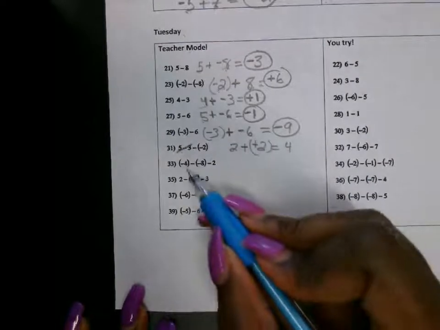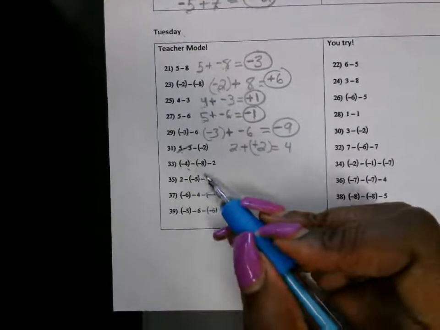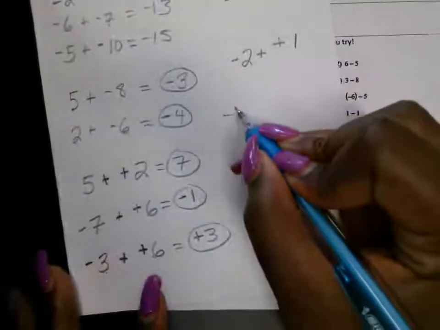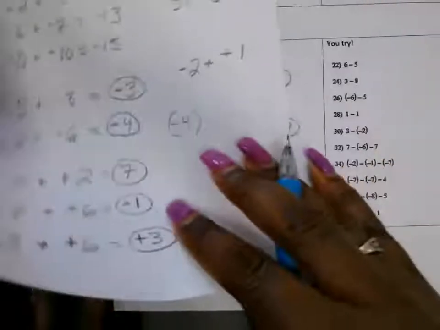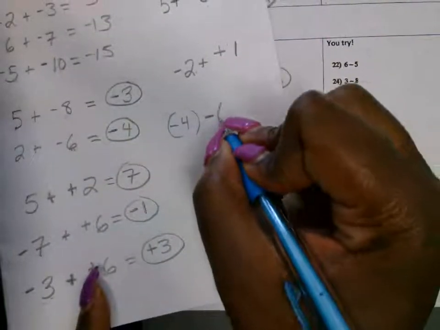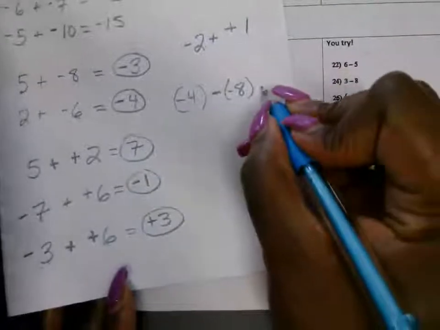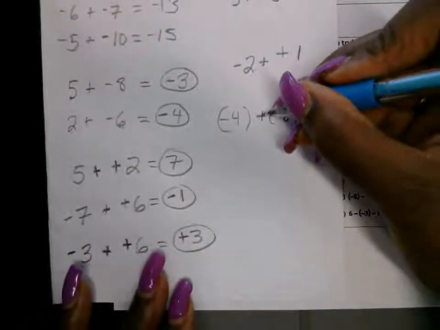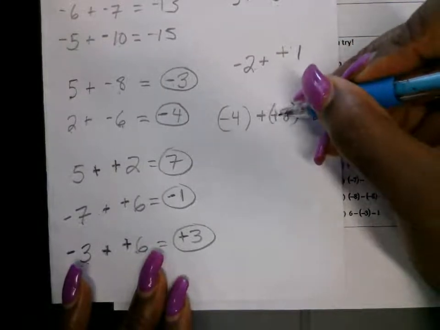Okay? Let's do this one right here. Let's do this first. It might be easier for you to see it if I write it vertically again. This is -4. They just put it in parentheses to make it look neater, okay? Minus, is it minus a -8? Yes. Minus a -8, and then you have minus 2. Remember, when you have minus a negative, it is plus a positive.